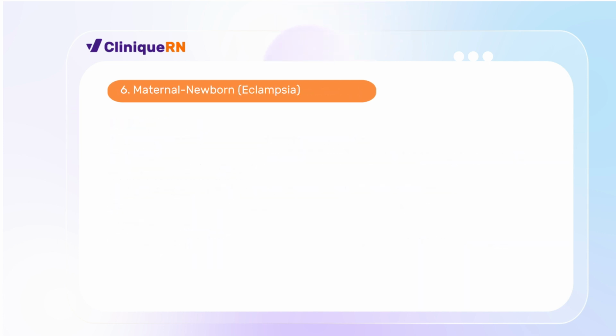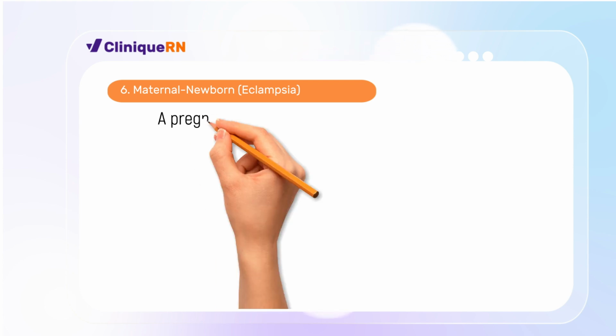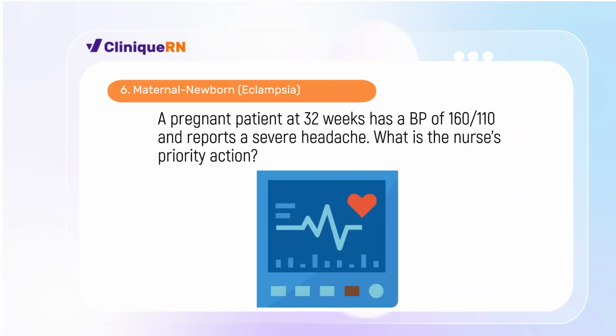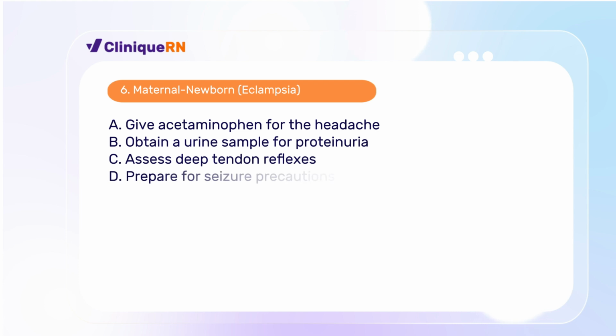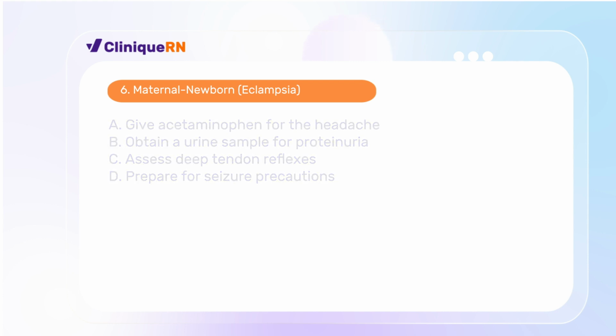6. Maternal newborn, eclampsia. Question: A pregnant patient at 32 weeks has a blood pressure of 160/110 and reports a severe headache. What is the nurse's priority action? A. Give acetaminophen for the headache. B. Obtain a urine sample for proteinuria. C. Assess deep tendon reflexes. D. Prepare for seizure precautions.